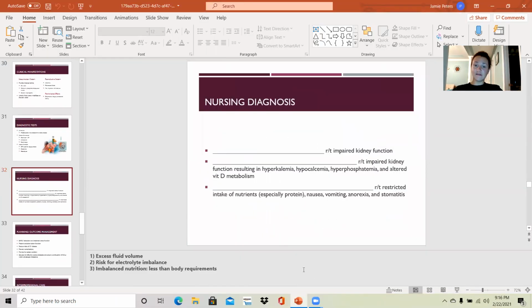Nursing diagnoses: excess fluid volume related to impaired kidney function, risk for electrolyte imbalance related to the electrolyte imbalances that result from CKD, and imbalanced nutrition less than body requirements, as we've talked about, because the GI system complications will lead to restricted intake of nutrients.